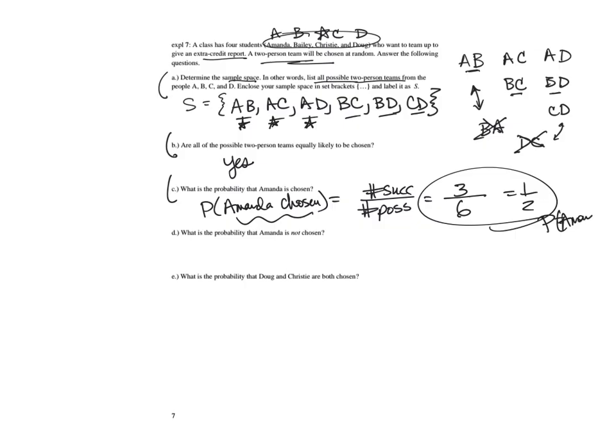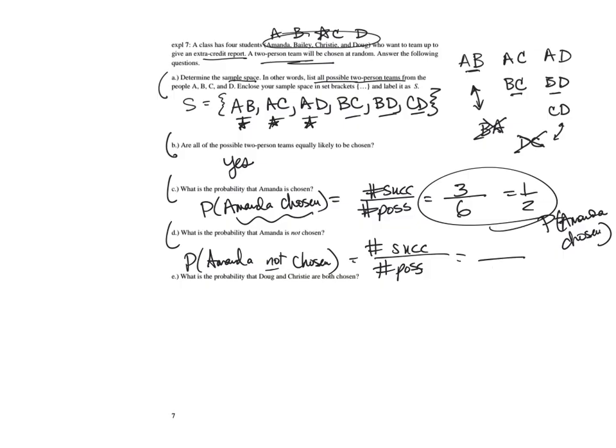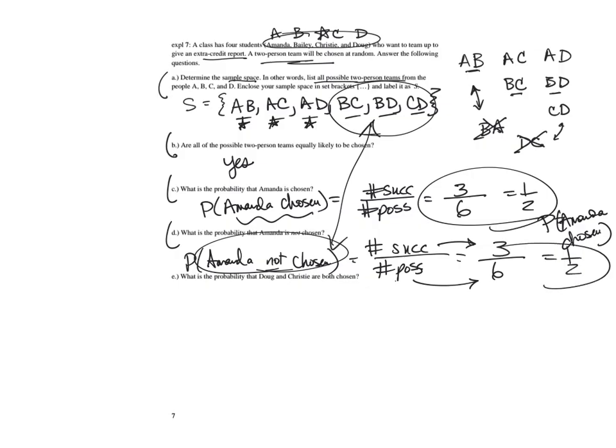Okay, what's the probability that Amanda is not chosen? Well, let's think about this as number of possibilities and number of successes as well, but here, number of possibilities is still 6, but the number of successes this time is when Amanda's not chosen. Well, that would be those 3, wouldn't it? 3 successes. Still gives us a probability of 1/2 for that one.